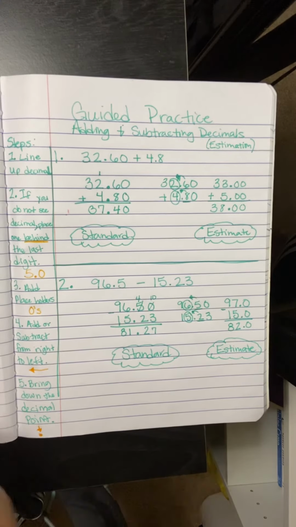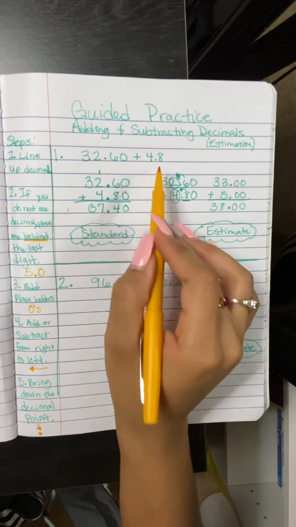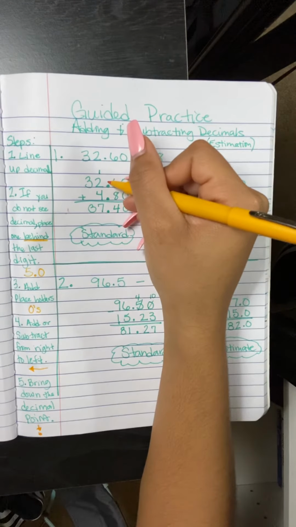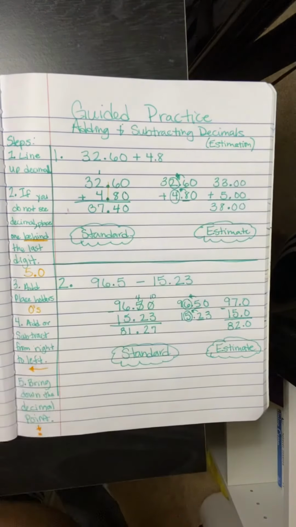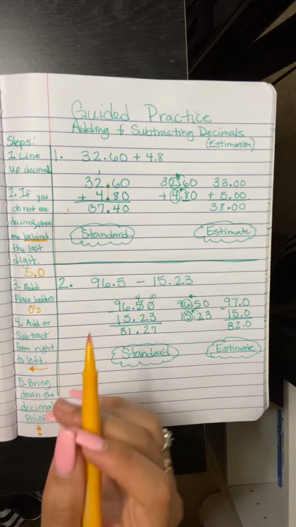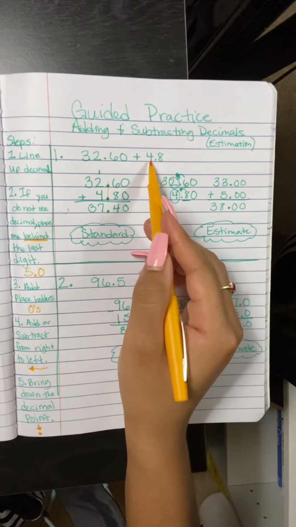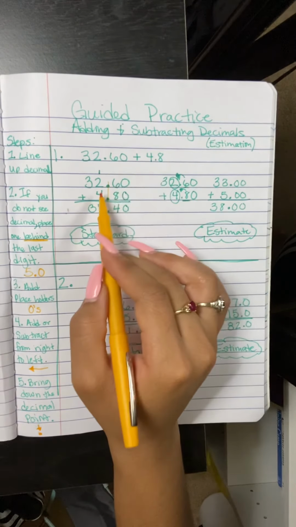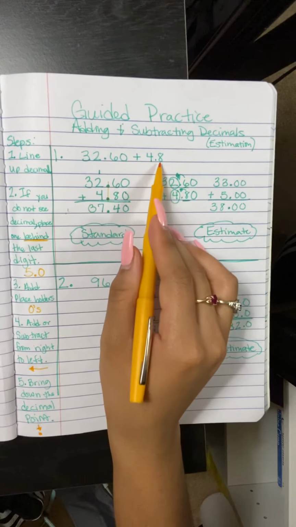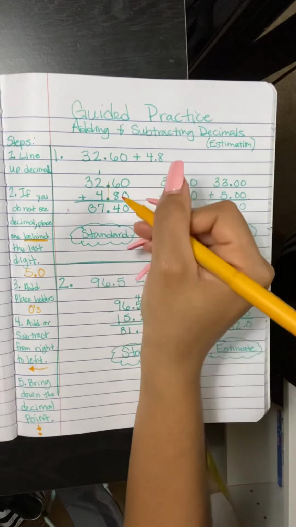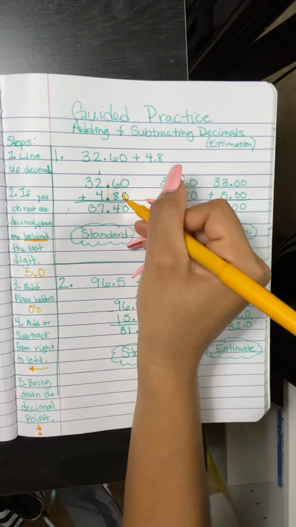Now, most of your problems you'll get like this. Your first step is going to be to make sure that your decimal point is lined up. Then you want to make sure your place values are right. My 4 is my 1, so I need to put my 4 in my 1s. My 8 is in my tenths, so I'm going to put it in my tenths. And you want to add your placeholder.